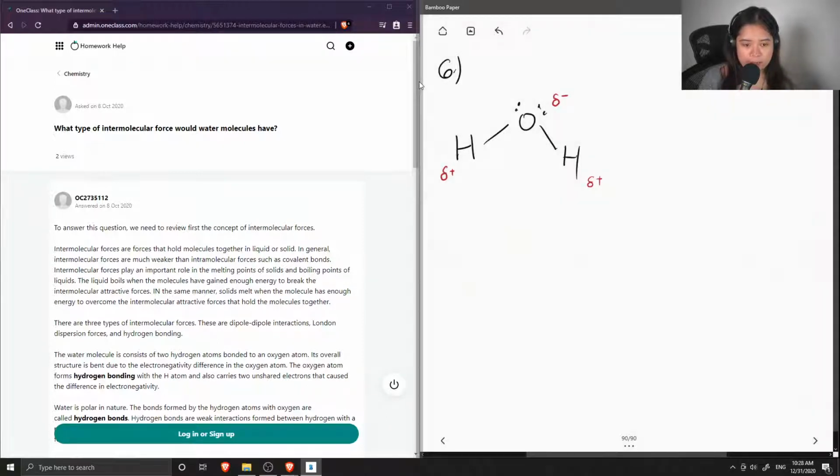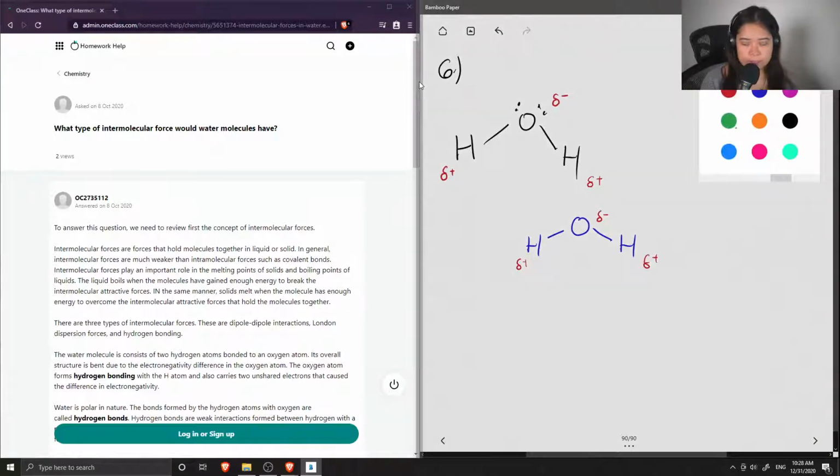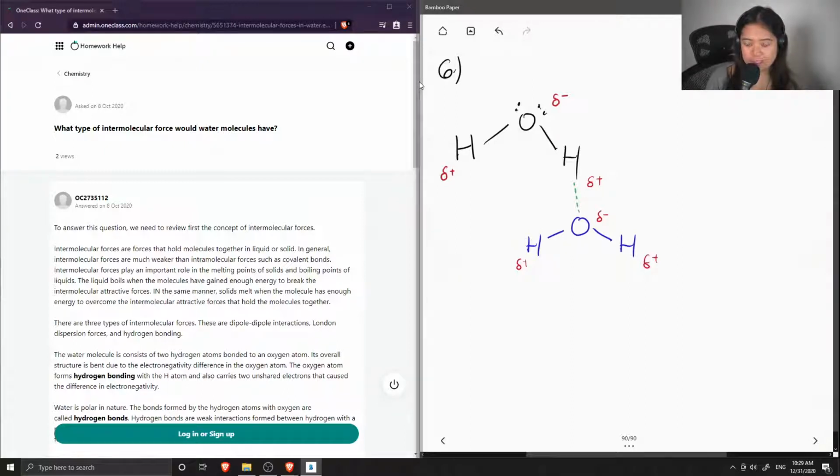So if we were to have a second water molecule come in, you'll see that it also contains a partially negative side and a partially positive side. So the partially negative side of another water molecule is attracted to the partially positive side of the other water molecule. So this is called hydrogen bonding.